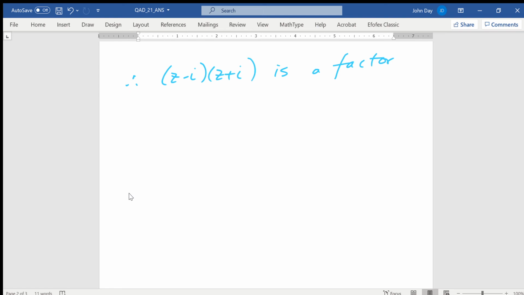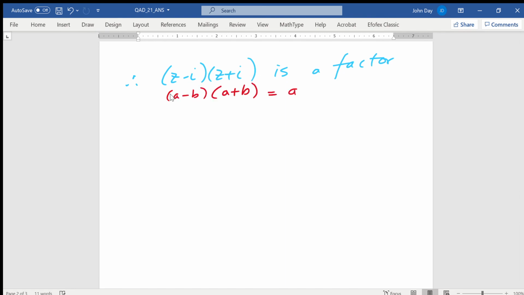But with this situation, z minus i and z plus i don't have a common factor. So the product of them will be a factor. In which case, what does that equal? Well, a squared minus b squared, because it looks like the old a minus b, a plus b, doesn't it?